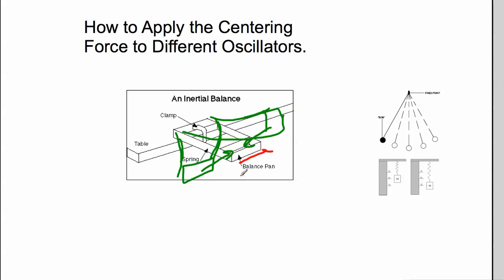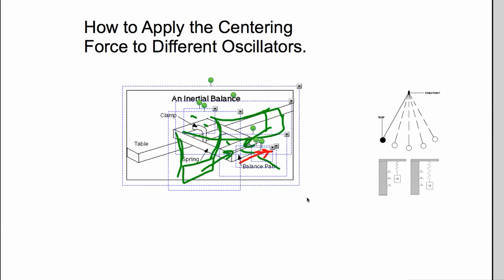So the reason that we called it centering force is because it's a force that forces the oscillator back to the center of its oscillation. And then, of course, inertia, the tendency to keep moving, brings it back past the center, and the centering force shoots it back to the middle again. And then it shoots past there, and the centering force pushes it and forces it back to the middle. That's how it works on the inertia balance.